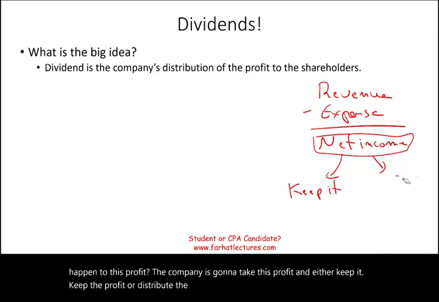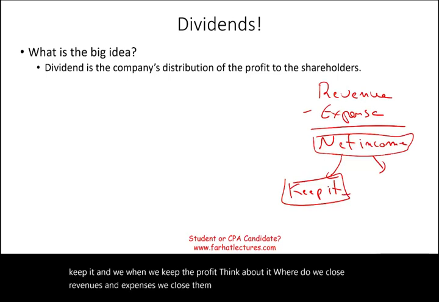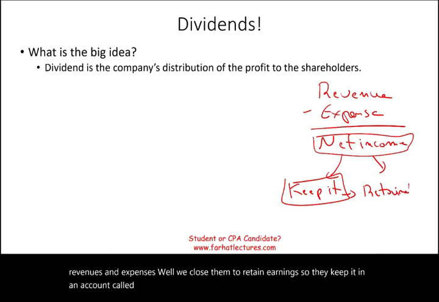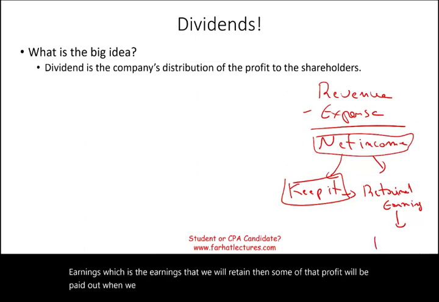So first, basically they keep it. And when we keep the profit, think about it. Where do we close revenues and expenses? Well, we close them to retained earnings. So they keep it in an account called retained earnings, which is the earnings that we will retain. Then some of that profit will be paid out. When we pay out the profit to the shareholders, we call it dividend.